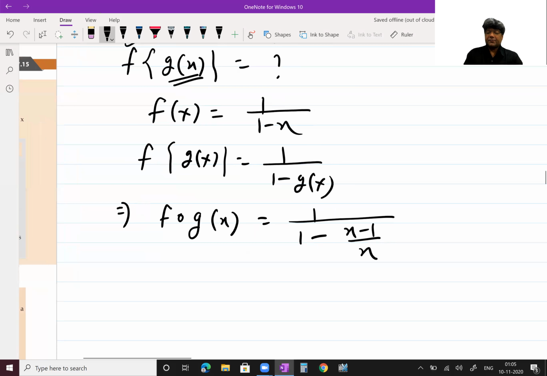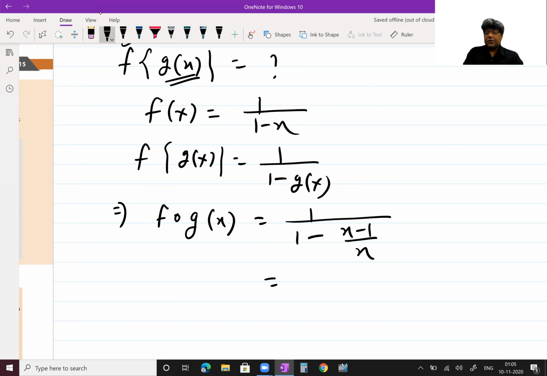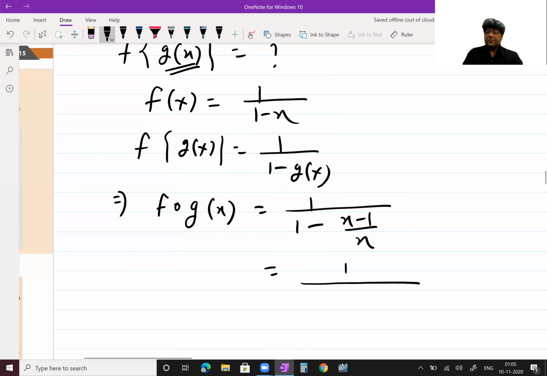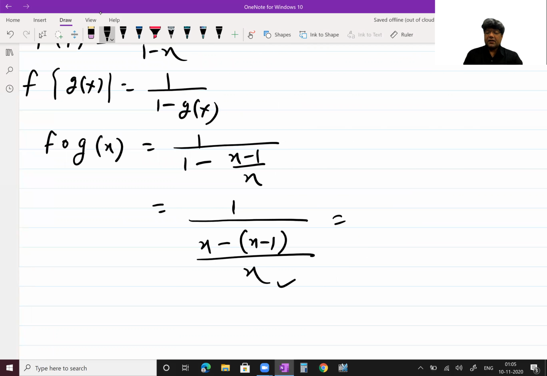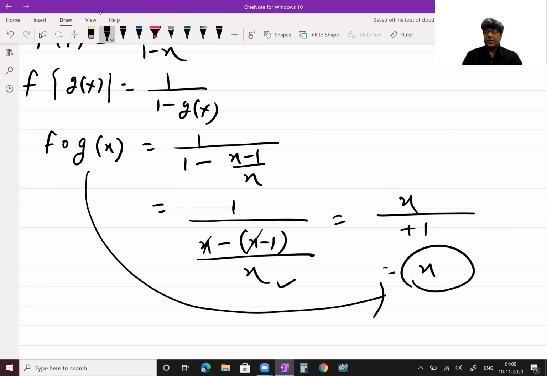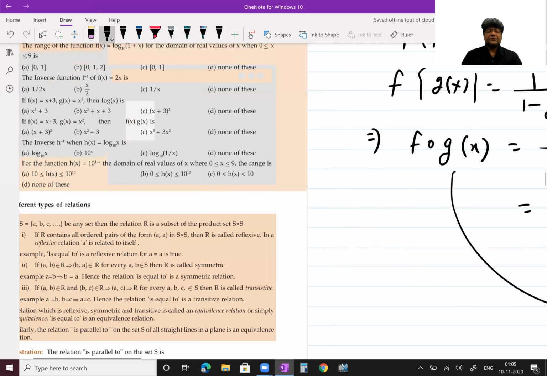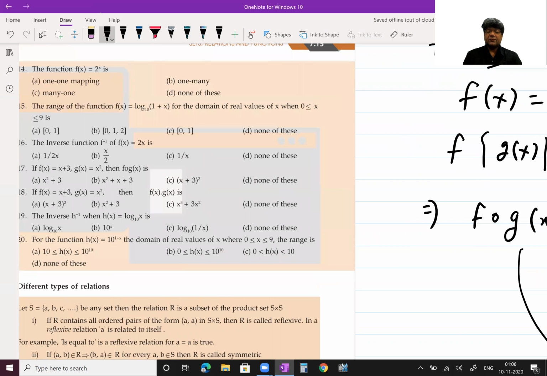Now simplify this. We will take the LCM. 1 by, here I will take the LCM x, it will be x minus 1. So this LCM x will go to the numerator, by, here this x cancelled, minus minus plus 1. That is equal to what? x. So your fog x is equal to x.